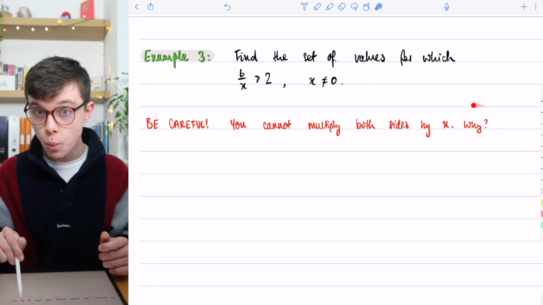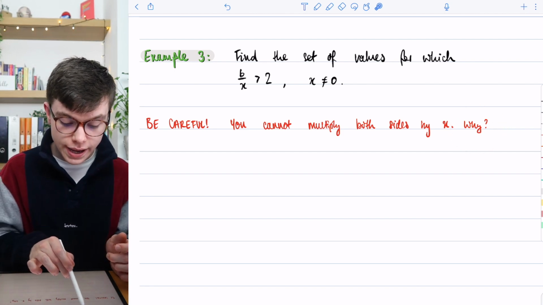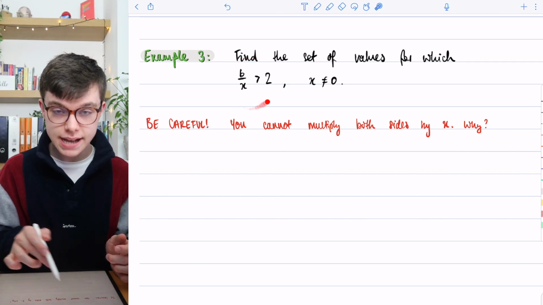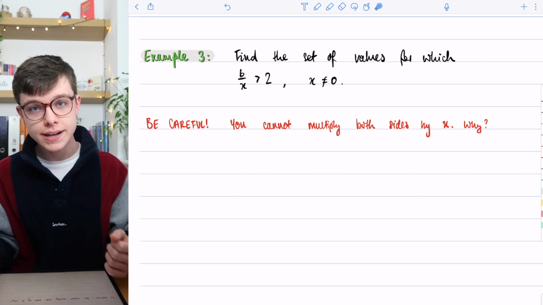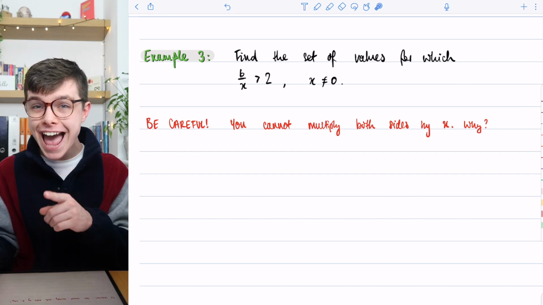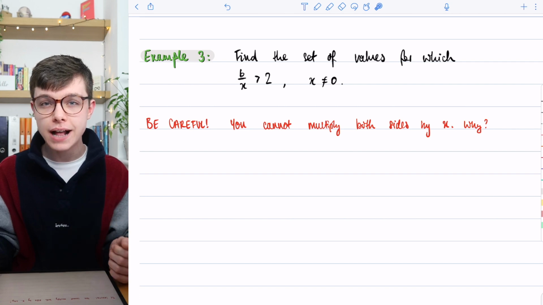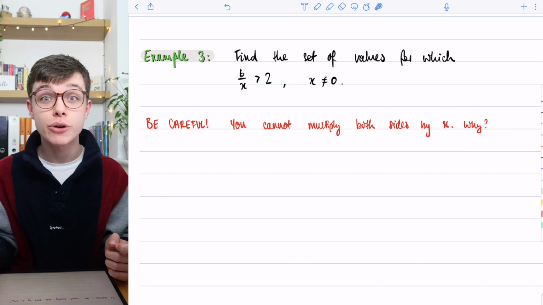Now, pause and have a think why. Even if you don't answer the question, just pause and think, why can I not multiply both sides of this inequality by x and then do part 1, get the right hand side equal to 0? Why can we not do that? We don't need to multiply by x, we need to multiply by something else. So have a think. Pause the video and have a go, and then we'll work through the answer.